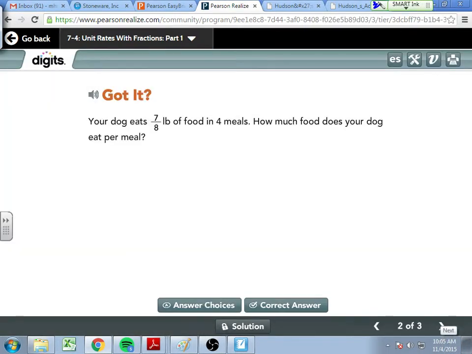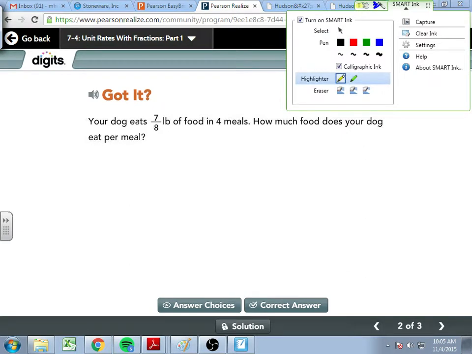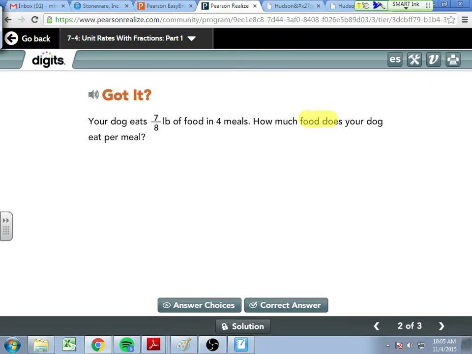Try this on your own. Pay attention to the order of the phrasing. Your dog eats 7/8 pounds of food in 4 meals. How much food does your dog eat per meal? So really you're talking about food per meal. Don't feel bad about the dog. This isn't weight. Dog food does not weigh that.